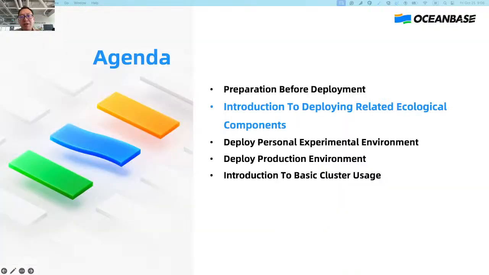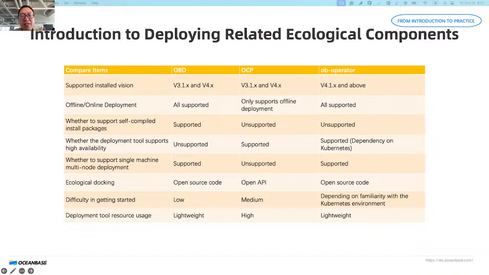The second chapter is an introduction to deploying related ecological components. We have three deployment tools. They are OBD, OCP, and OB operator. There are some key notes here. Let me reintroduce them. Regarding offline and online deployment, OBD can also be deployed offline.